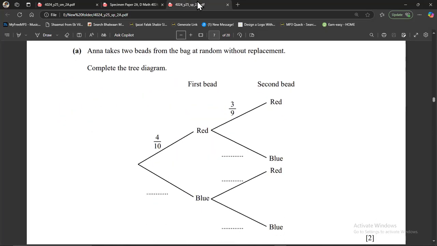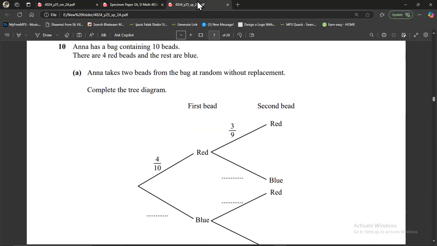The next question coming up on your screen is question number 10. Anna has a bag containing 10 beads. There are 4 red beads and the rest are blue. So that means there are 4 red beads and there are 6 blue beads. Anna takes 2 beads from the bag at random without replacement. So she does not put that back. Okay, so without replacement.